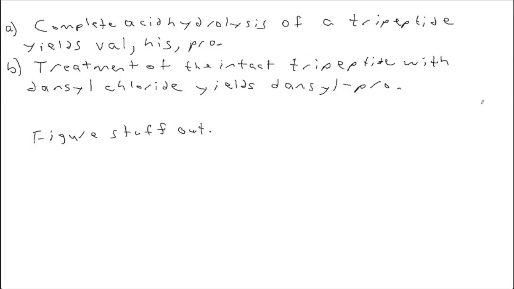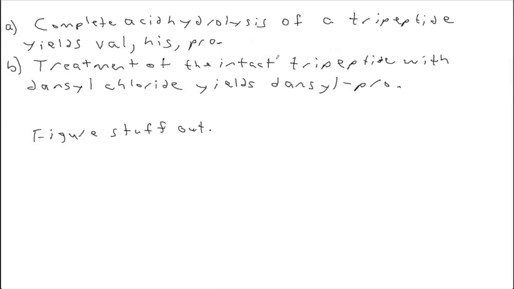I'm just going to show you what I think is slightly better notation for this type of problem as they get harder. So first of all, for part A, what I would do is say, from part A, I know that the amino acids are valine, histidine, and proline. I would write them all out.